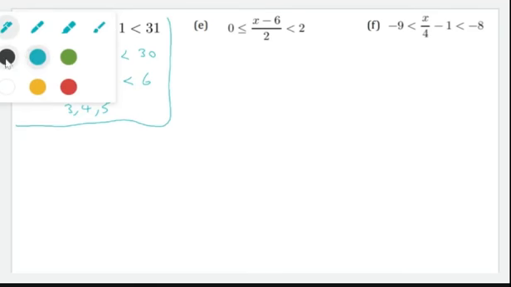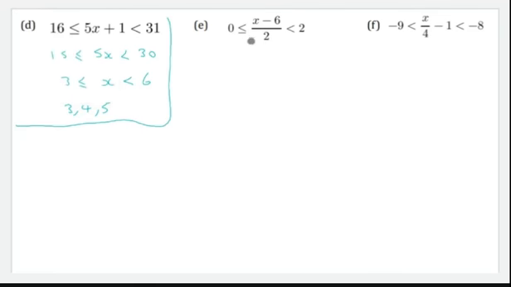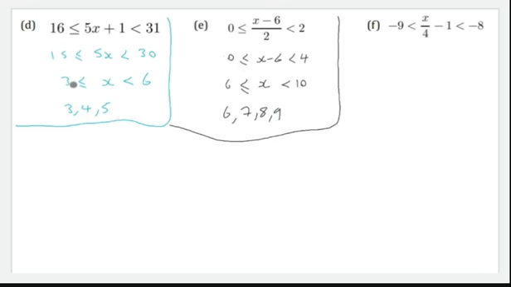Okay, next one. If I times everything by 2, I get 0 is less than or equal to x minus 6 less than 4. If I add 6 to everything, I get 6 is less than or equal to x is less than 10. So here I am allowed 6 because it's less than or equal to, 7, 8, 9. I'm not allowed 10 because it says less than.